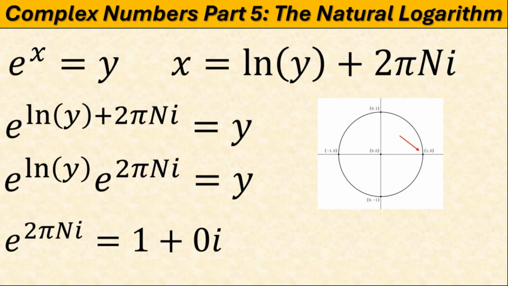And so this expression equals 1 plus 0i, which is just 1. And multiplying by 1 in the previous expression would just leave you with e to the natural log of y, which gives us our desired result y.